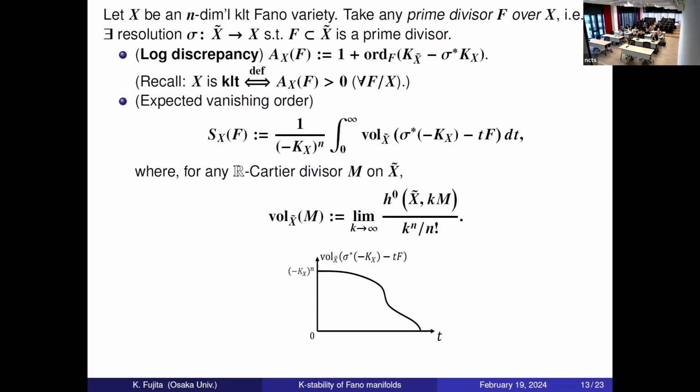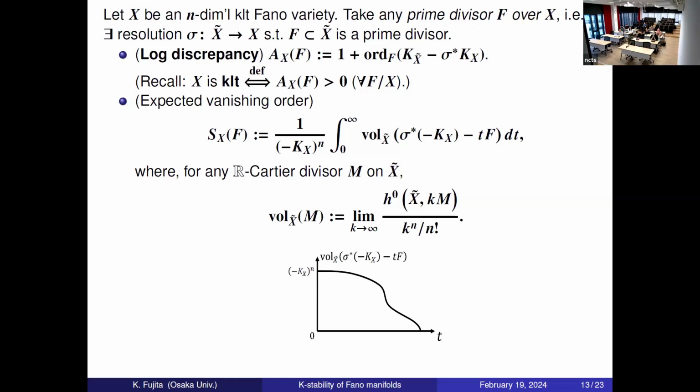And let us analyze how this function behaves. Firstly, if t grows, then the divisor is less effective. So H0 is decreasing, so this is a decreasing function. And it is known to be a continuous function with respect to the value t. And if t is equal to 0, it's nothing but the degree.